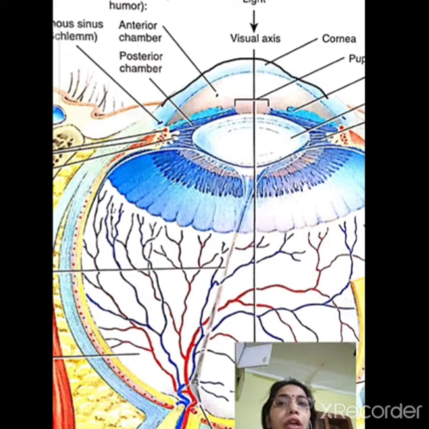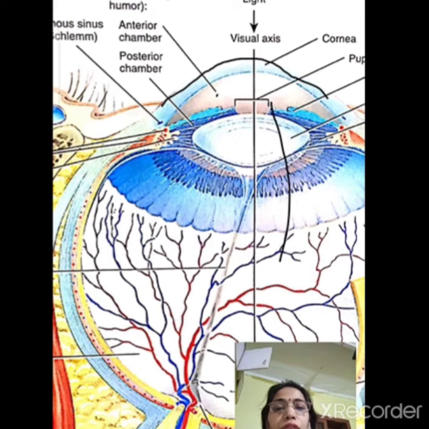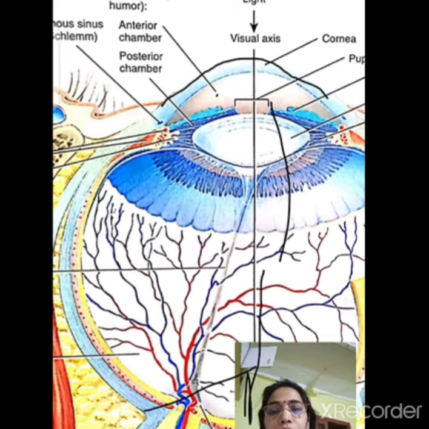Next, because it is curved, the cornea helps focus light onto the retina. This is your retina. So light focuses on the retina because of this curved cornea.